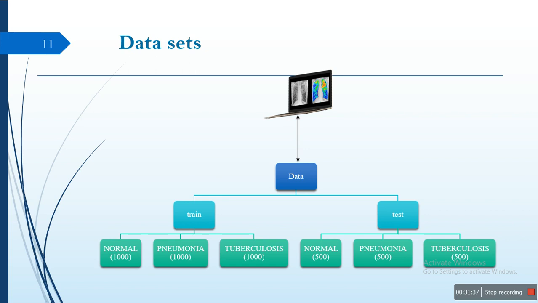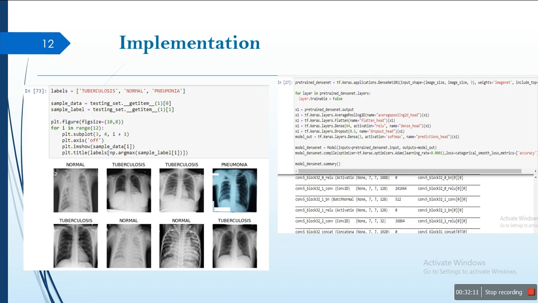This is my data set. Inside the data folder, there are two folders, train and test, each with normal, pneumonia and tuberculosis folders. I used 1000 normal images, 1000 pneumonia images, and another 1000 images for tuberculosis for the training process. And I used 500 images each, normal, pneumonia and tuberculosis, for the testing purpose. This is the data set. I used DenseNet, EfficientNet, and VGG. I explained this in the demonstration.